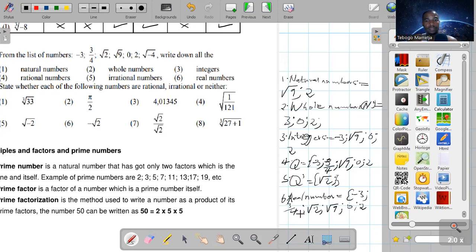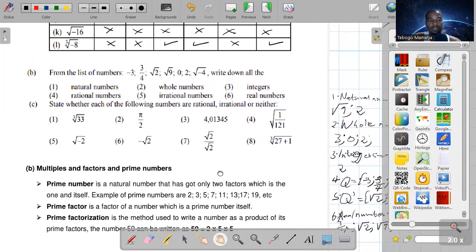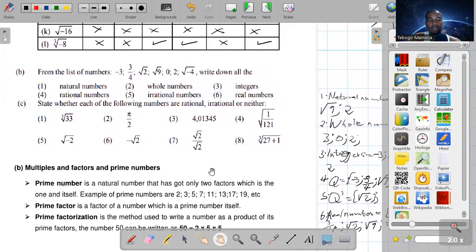Okay, so I want us to go back to number C. Number C, we are only going to state. I think it's not going to take most of our time.